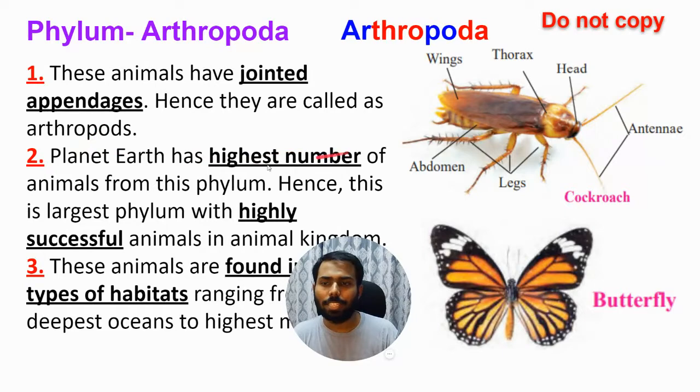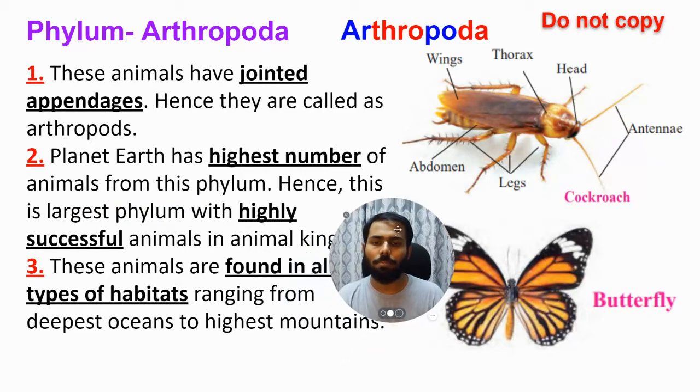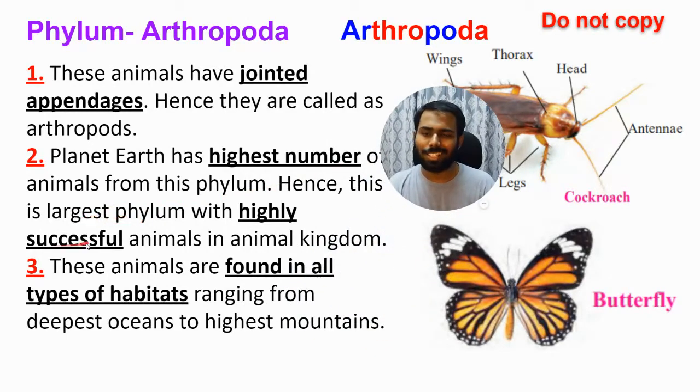Planet Earth has the highest number of animals from this phylum. Okay, सबसे ज़्यादा animals इस phylum में से मिलता है arthropoda. Hence, this is the largest phylum with highly successful animals in animal kingdom. Highly successful मतलब क्या? When I say this person is very successful, you will say, okay, this person might make a lot of money, or this person has done a lot of work in his or her life. This person is very famous, for example. Then you'll call these people as successful people.